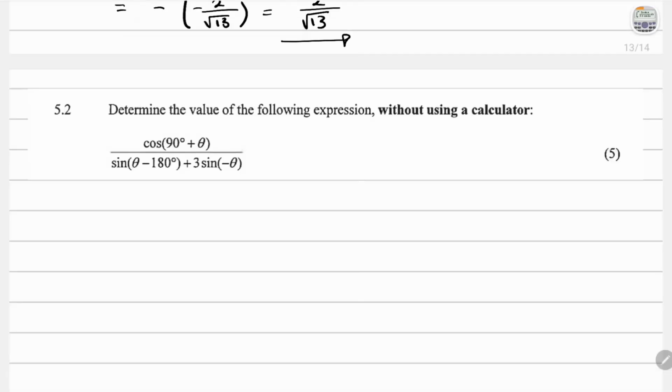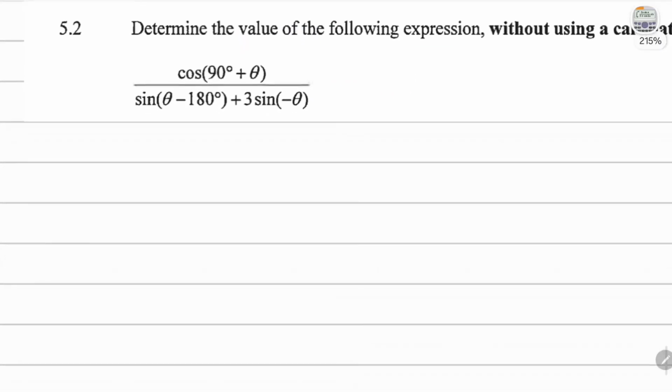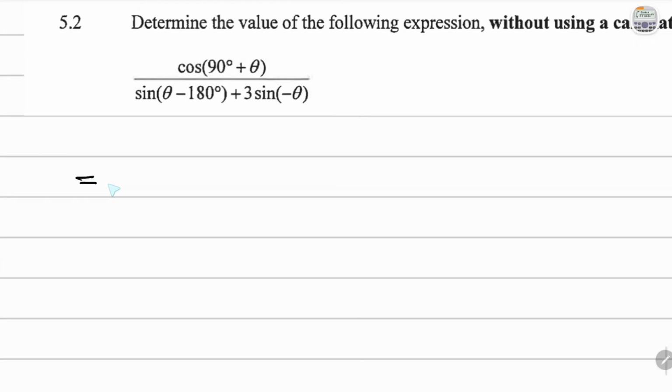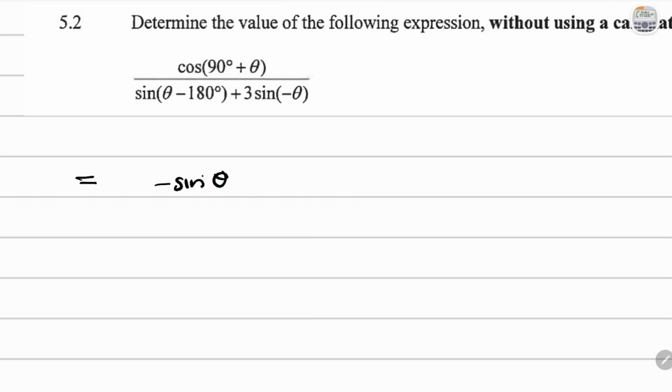Question 5.2 says, determine the value of the following expression without using a calculator. So with this expression, we're just going to really do whatever we need to do on the expression. In the numerator, you have cos of 90 degrees plus theta. That is a cofunction. So we have to use cofunctions there. So the cofunction of cos of 90 degrees plus theta, as shown on the screen right now, is negative sine theta. Okay, that's the only one that becomes negative, the one with the cos and plus.